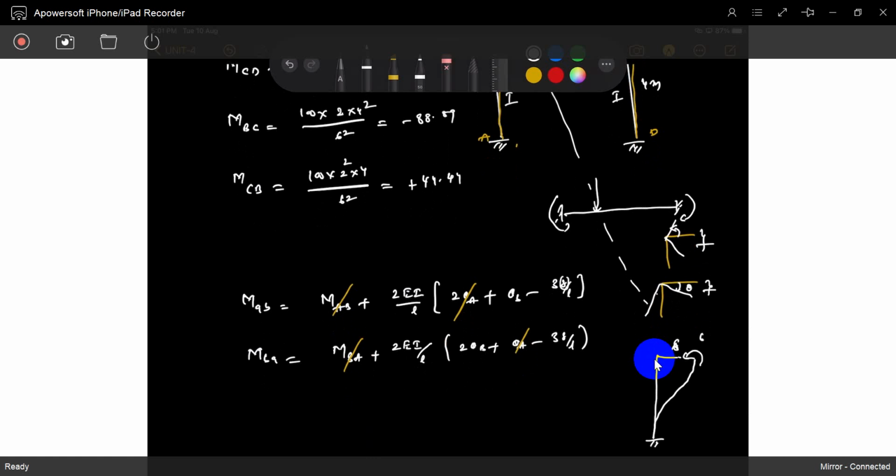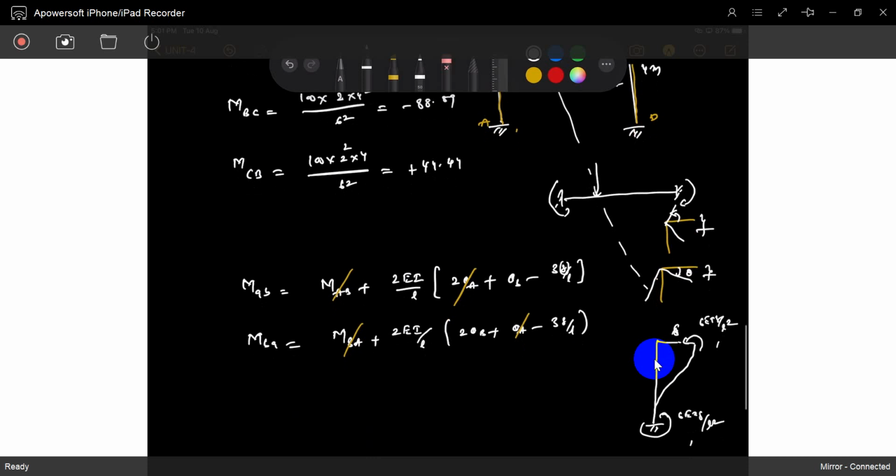We can take it as 6EI delta by L square. That's it, it develops. So negative, anti-clockwise, it develops. So we included 2EI by L into 3 delta by L, that means 6EI delta by L square, in the slope deflection equations also. But in previous problems we solved, there is no delta, there are no support settlements, we just avoided it. But now observe it.